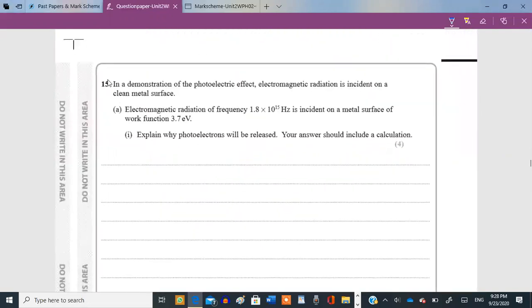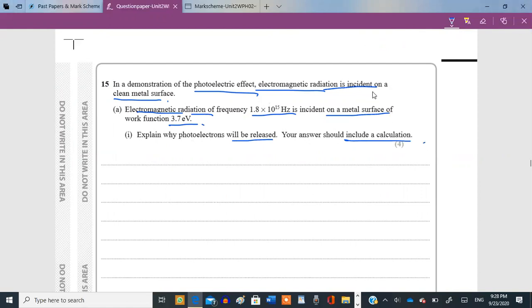Then question 15. In a demonstration of the photoelectric effect, electromagnetic radiation is incident on a clean metal surface. Electromagnetic radiation of this much frequency is incident on a metal surface of work function 3.7 electron volts. Explain why photoelectrons will be released. Your answer should include a calculation.